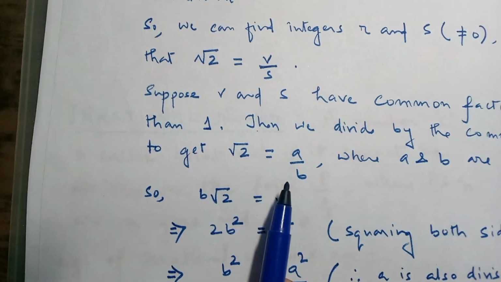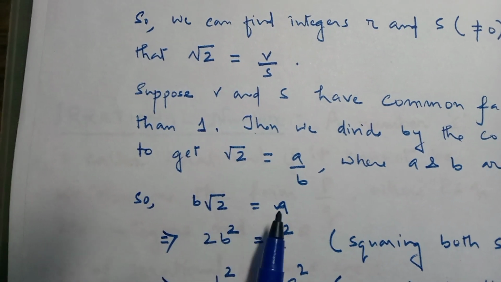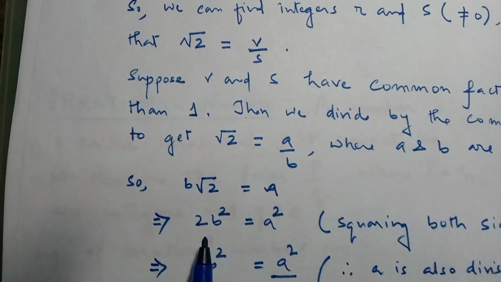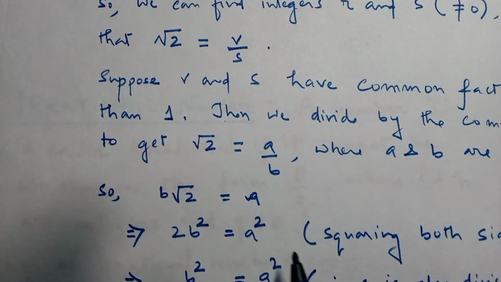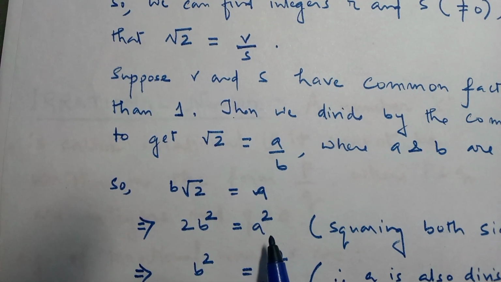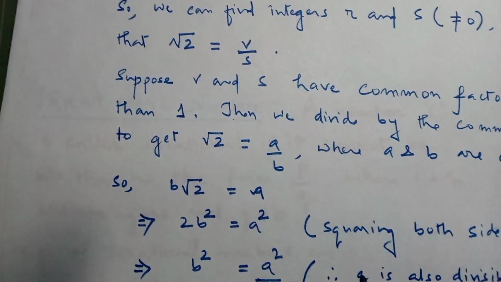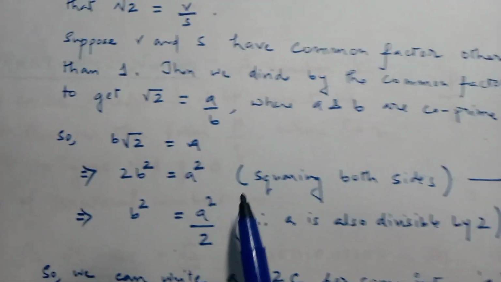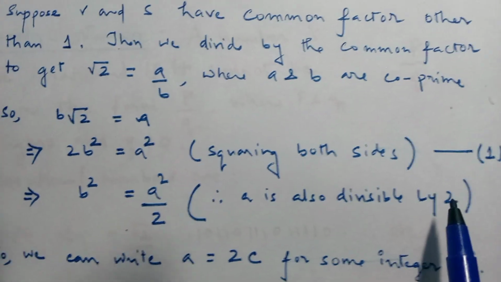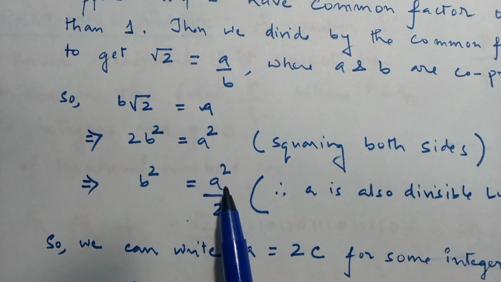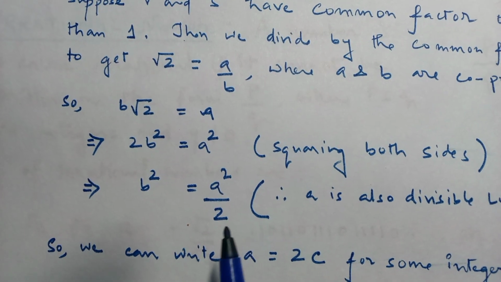So now by cross multiplication we have b root 2 equal to a. Squaring both sides of the equation we have 2b square equal to a square. Now there is a theorem: when the square of a number is divisible by a number, then that number itself is divisible by that number. So a square is divisible by 2, therefore a is also divisible by 2. So that means a has 2 as a factor.